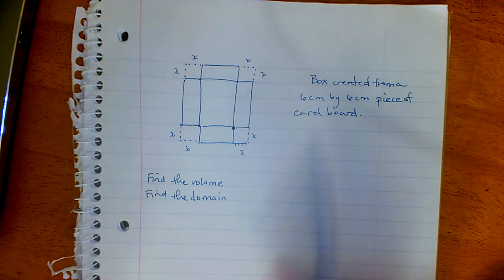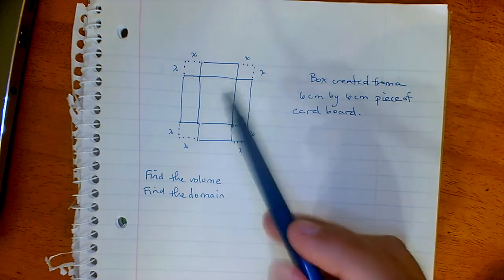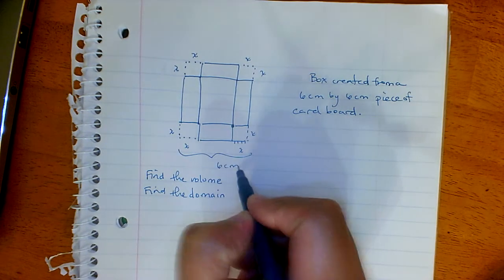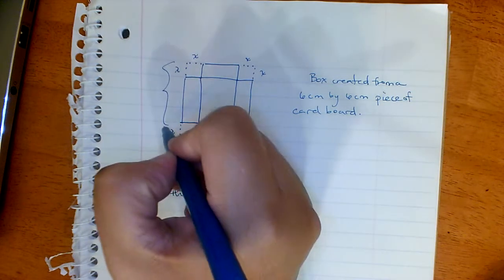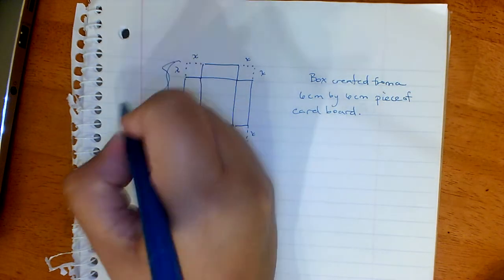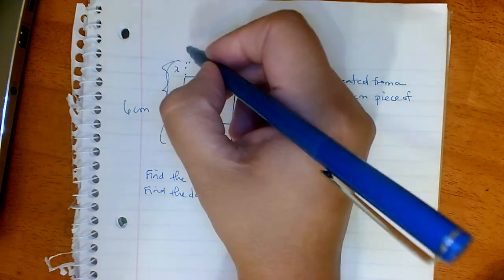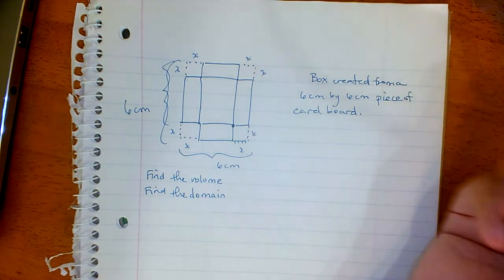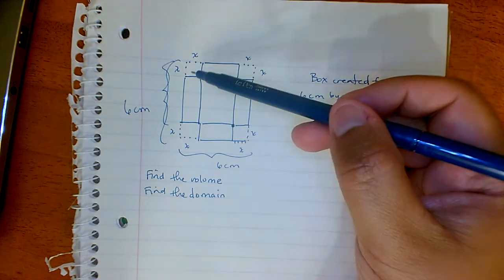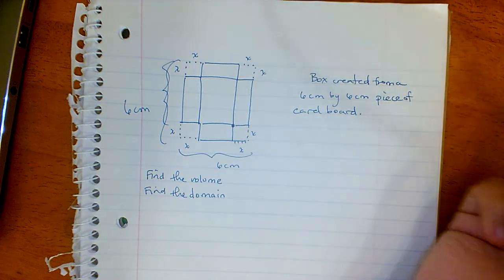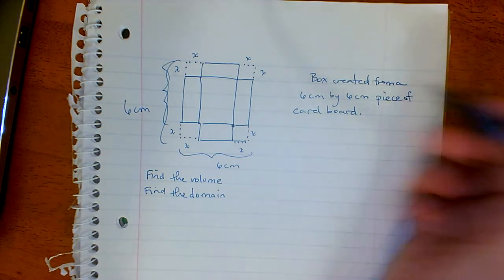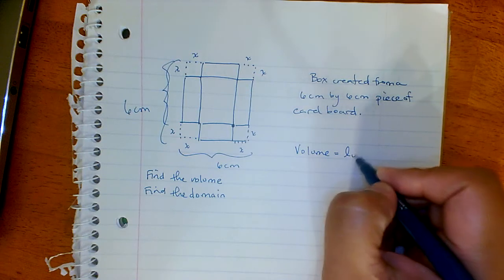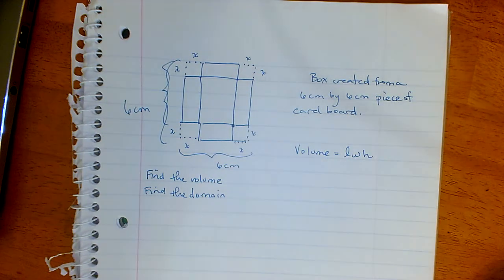So they tell us that originally, before we started cutting pieces away, this entire length here was 6 centimeters. And same here, all the way from top to the bottom, 6 centimeters. And here, here, and here. So it was a square piece, 6 by 6. Then they cut away this little piece x from it on every corner. And so if we think about volume, volume is of course length times width times height.